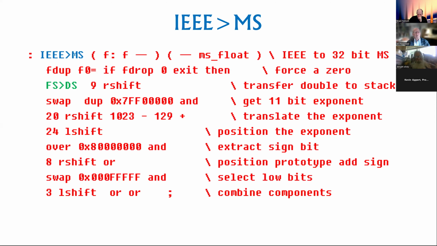And again, for 0, 0 in, 0 out. Otherwise, the green FS to DS, which says floating point stack to data stack, transfers a binary image of the floating point number that's on the floating point stack, unmodified, to the data stack. And we now have a double number, a 64-bit value, on the data stack.